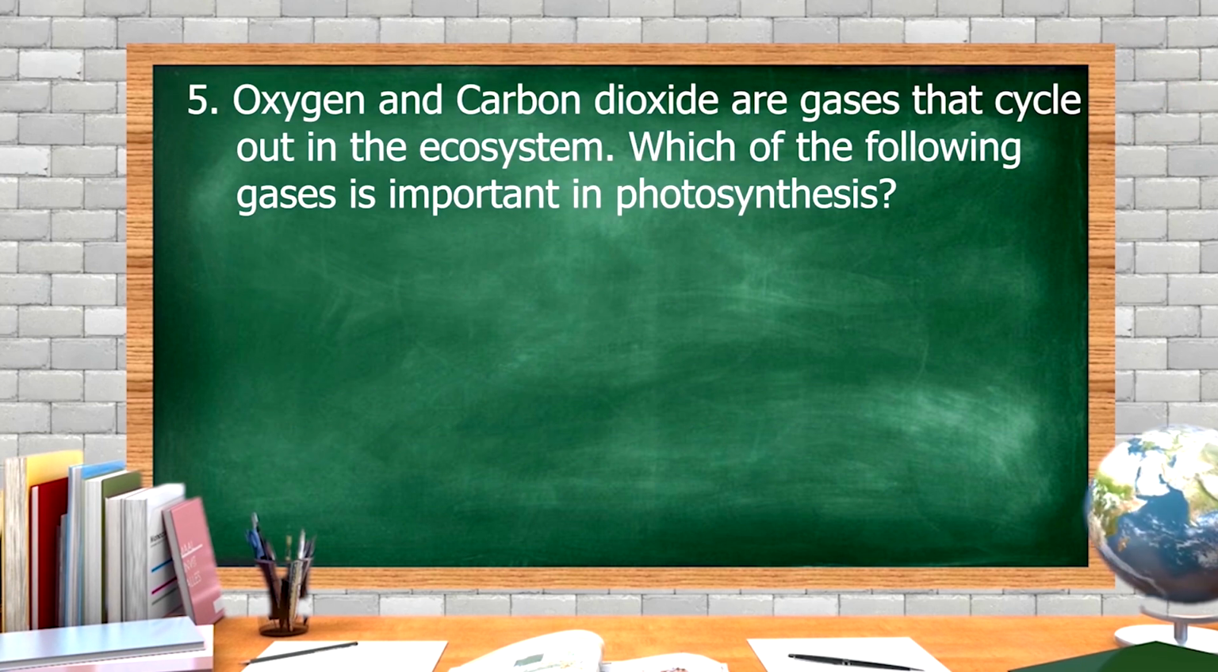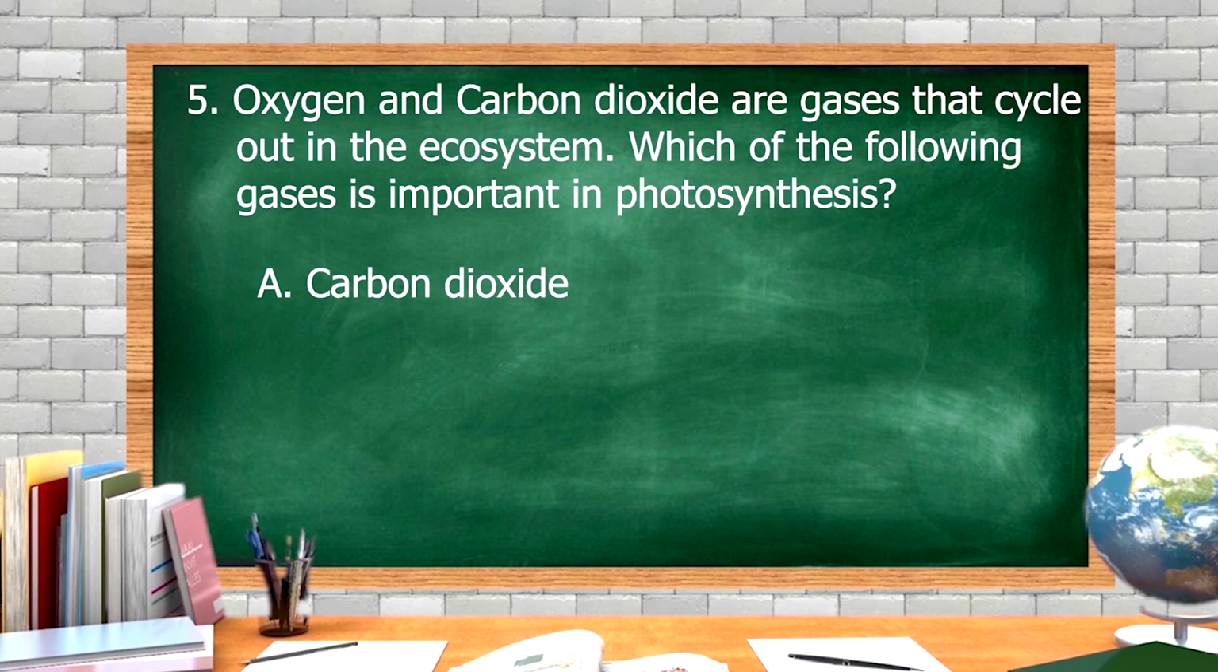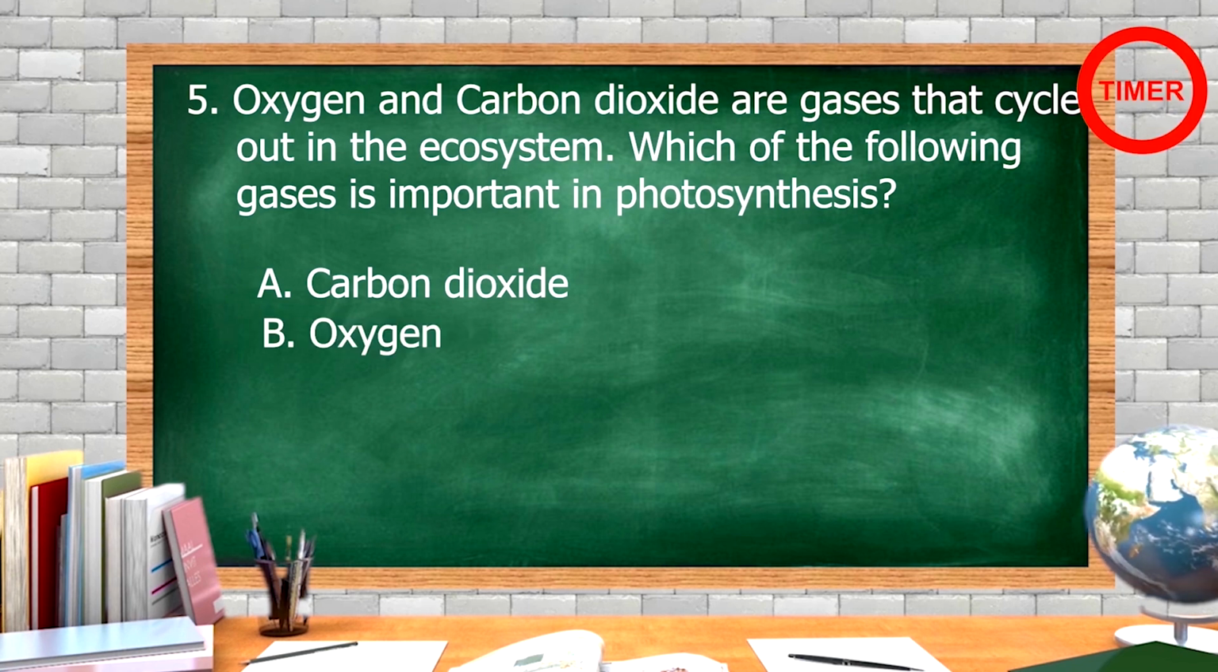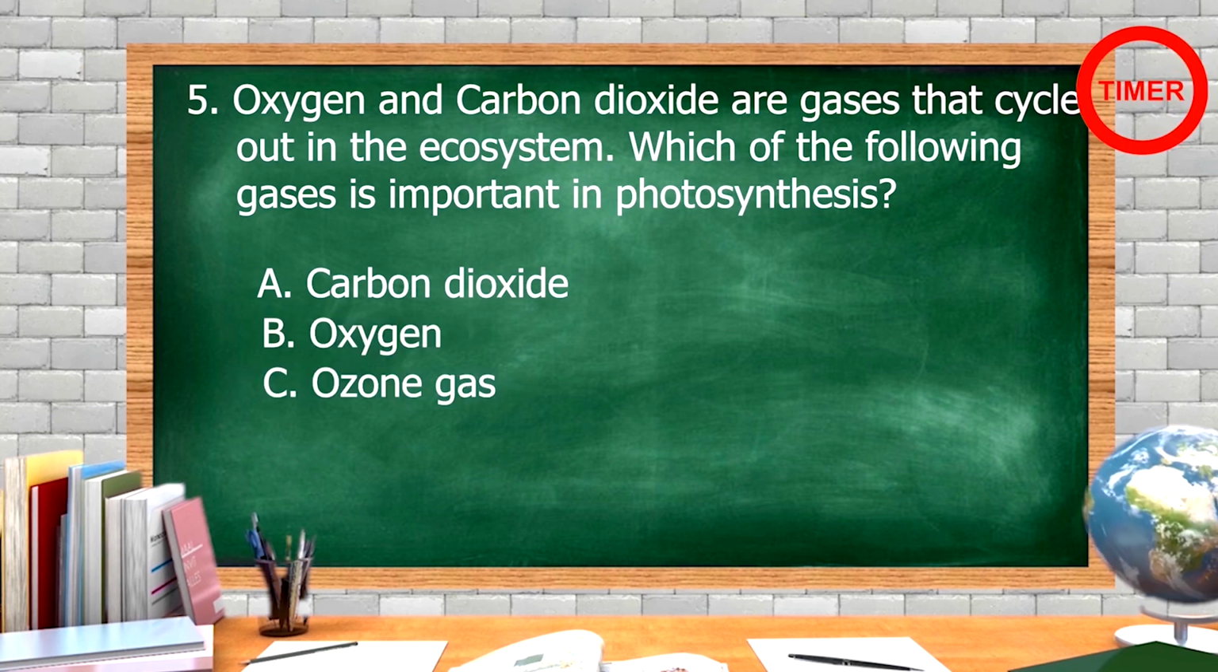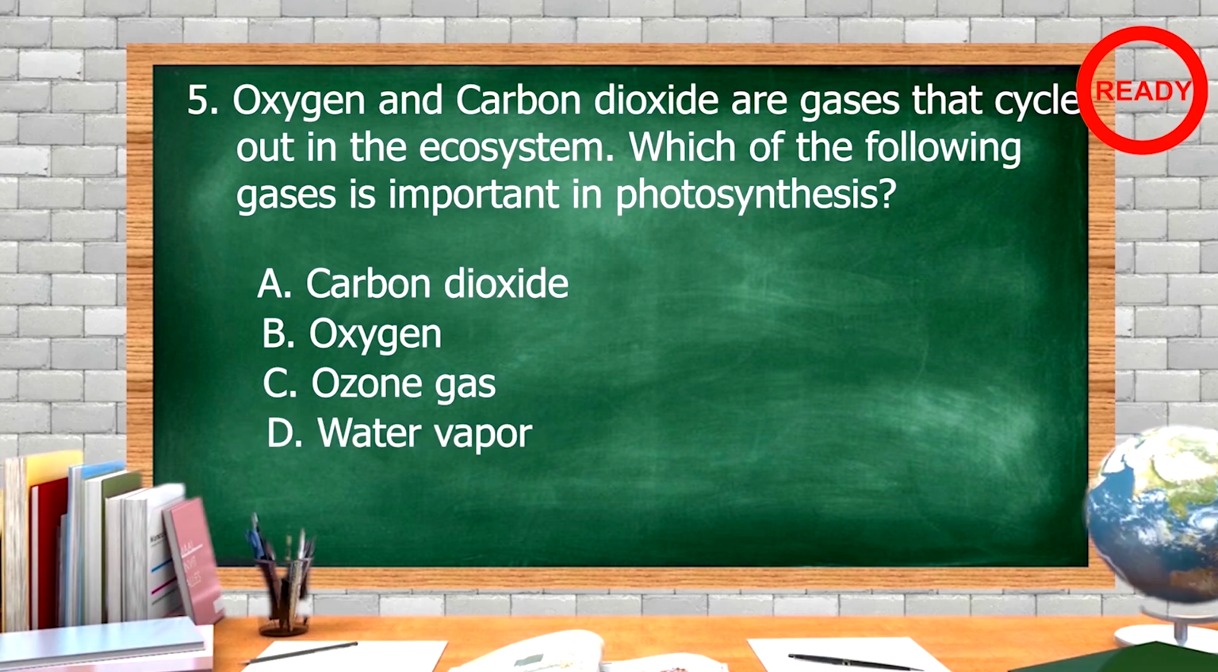Question 5. Oxygen and carbon dioxide are gases that cycle out in the ecosystem. Which of the following gases is important in photosynthesis? A. Carbon dioxide. B. Oxygen. C. Ozone gas. D. Water vapor.